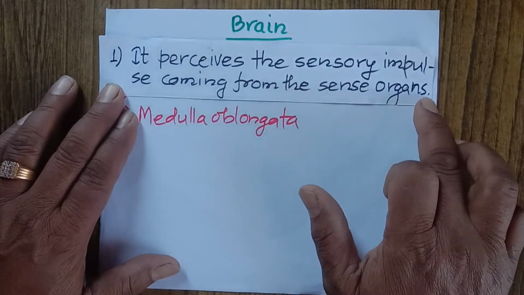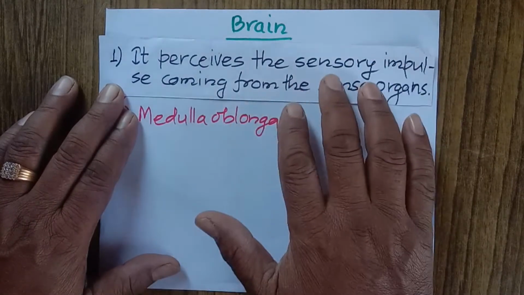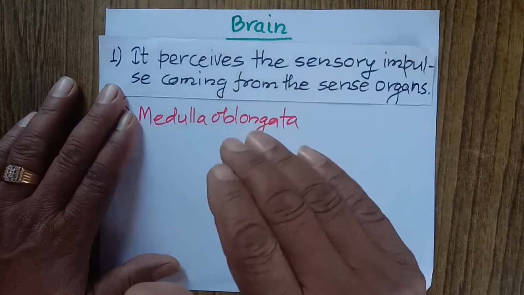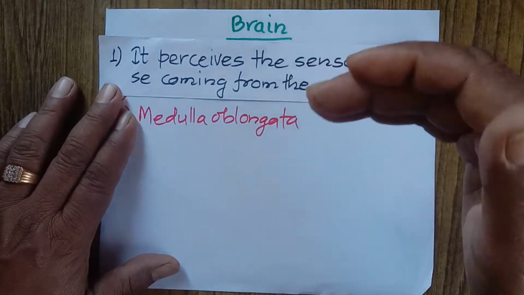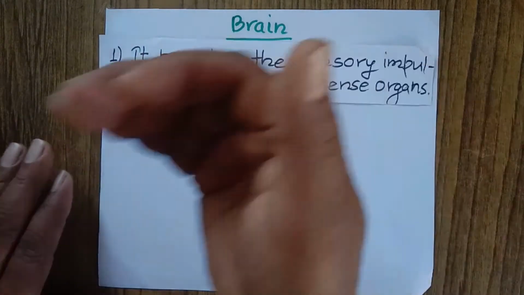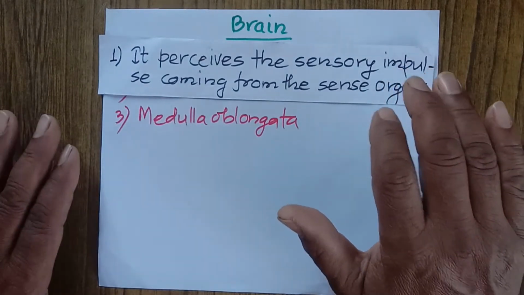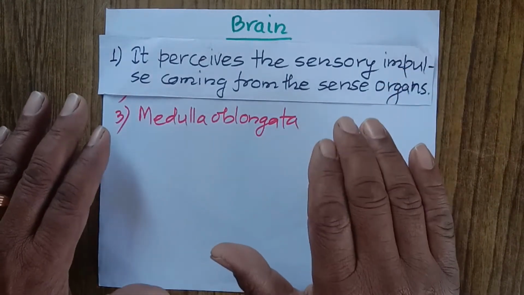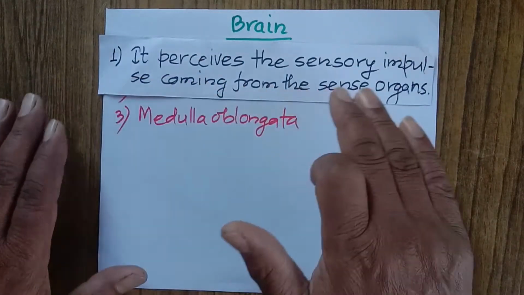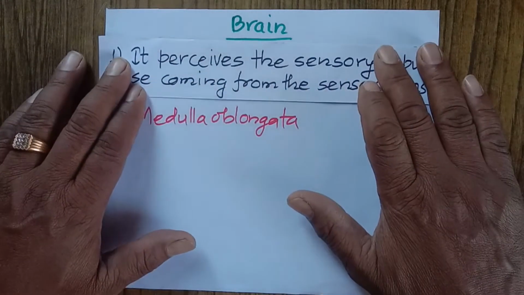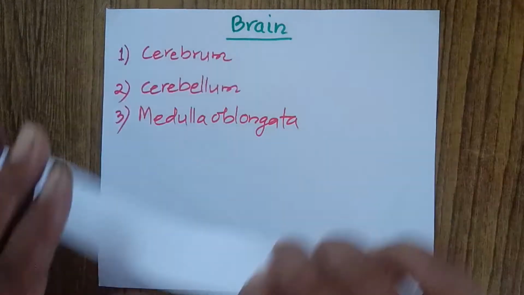That's why the major function of cerebrum is that it perceives the sensory impulse coming from the sense organs. For example, if something is touched, this information is carried to the brain. In the same way, if we are looking at something, then that vision is also carried to the brain, and brain perceives all these. This is one of the important functions of cerebrum.